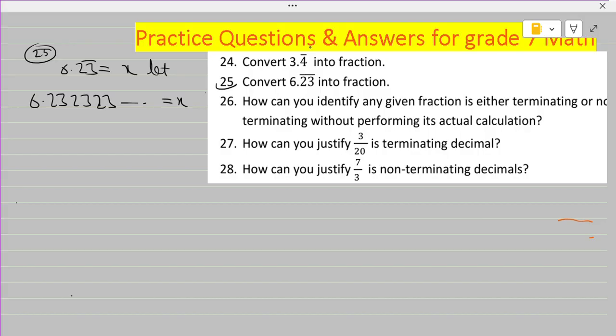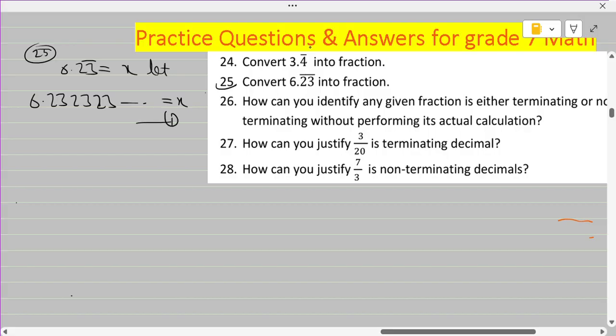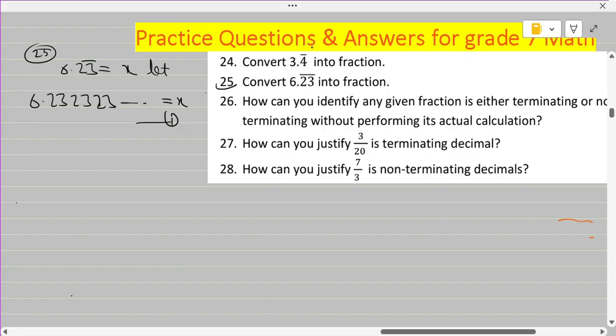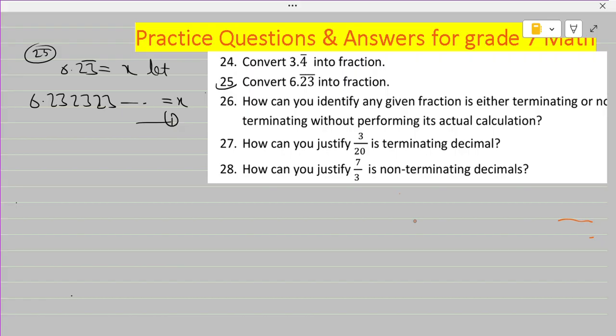And now we suppose this as equation first, and now we have to shift the decimal by 2 digits from left to right. Let me show it here in rough. 6.2323, like that we have. So this decimal we have to shift from here to here. At this point we have to shift it, 2 digits from left to right. That is why we have to multiply by 100. So let's multiply equation 1 on both sides by 100.